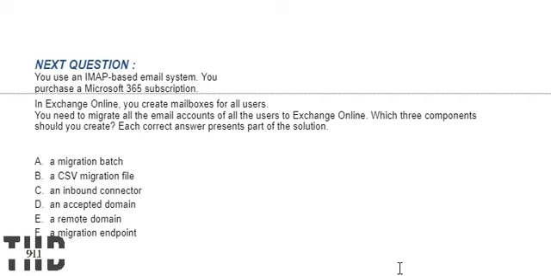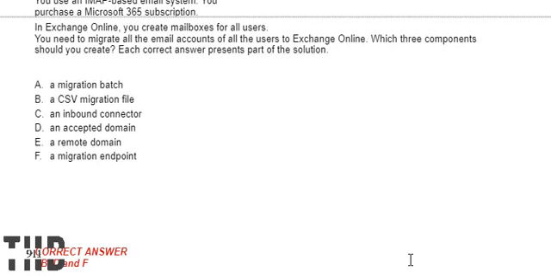Option A, a migration batch. Option B, a CSV migration file. Option C, an inbound connector. Option D, an accepted domain. Option E, a remote domain. Option F, a migration endpoint. The correct answers are options B, D and F.